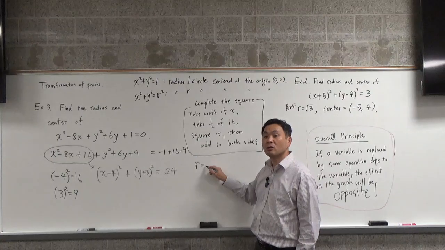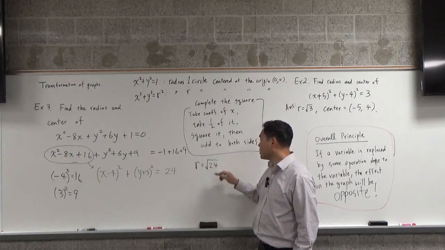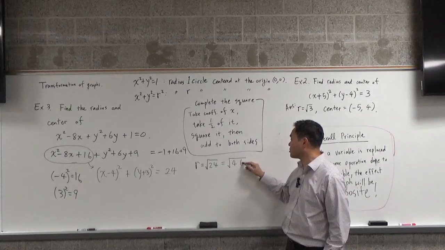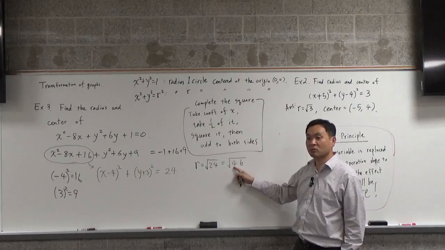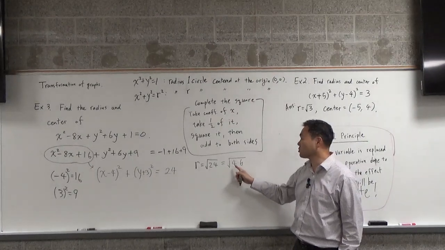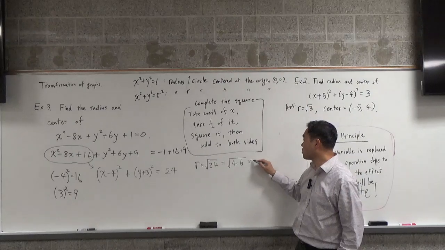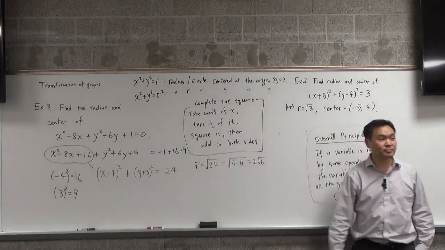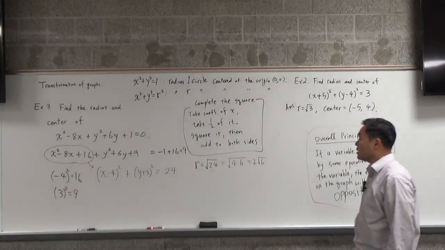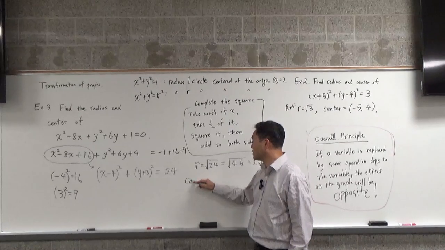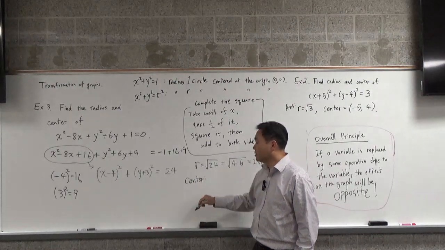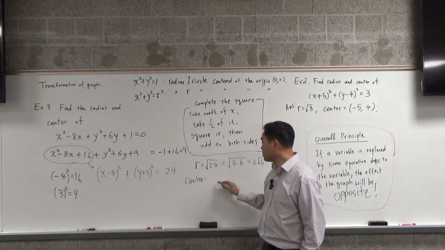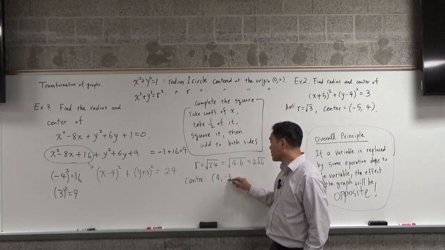Radius would be square root of 24. Now, 24 is 4 times 6. So you can think of this as the square root of 4 times 6. But 4 is a square. Square root of 4 is 2. So 2 times square root of 6 is what you get. Okay, so that's your radius. Okay, what about the center? It'll be moving 4 to the right and 3 down. So the new center will be 4, -3.